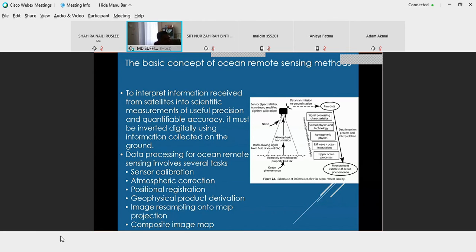Data processing for ocean remote sensing involve several tasks. One is a sensor calibration. Okay, sensor calibration biasanya, okay, dia guna constant ataupun kita panggil sebagai multiplier, okay, yang telah diukur sebelum dihantar ke orbit. So you kena buat correction on that one. Sebagai contoh, kalau you pakai dulu. You pernah pakai light meter tak? Ada pernah pakai light meter?